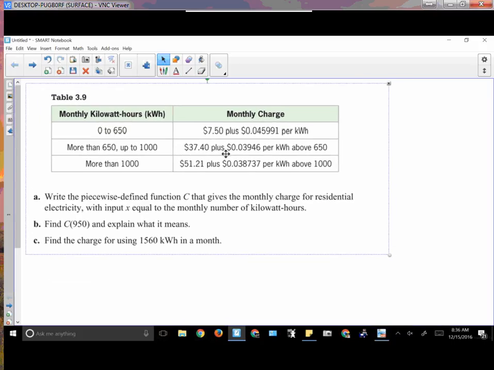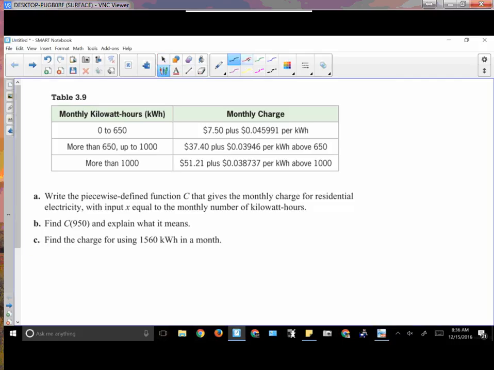So what they want us to do here is write the piecewise defined function that gives the monthly charge for residential electricity. Okay. So if I look at the first part here, this is on the monthly kilowatts from 0 to 650. So I'm going to start off with that idea. So we've got x, less than or equal to up to.